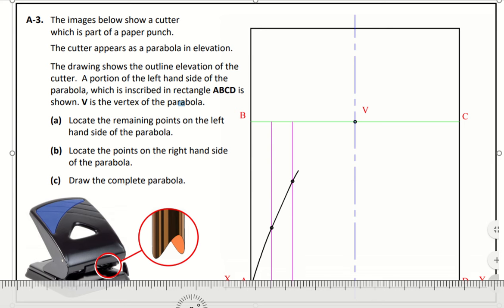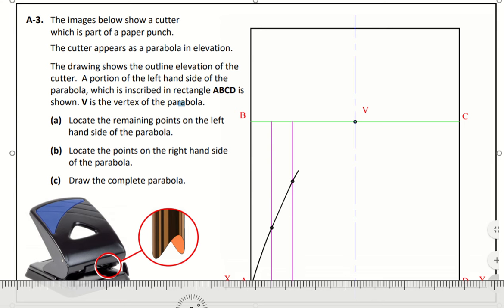The drawing shows the outline elevation of the cutter, a portion of the left-hand side of the parabola, which is inscribed in the rectangle ABCD. So let's look at ABCD. V is the vertex of the parabola. So the vertex means the top of it, the very top point.